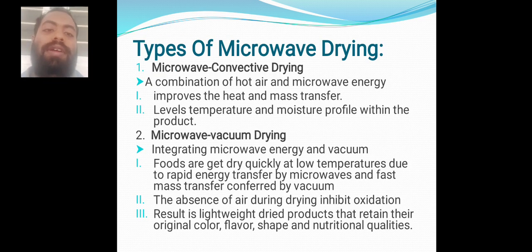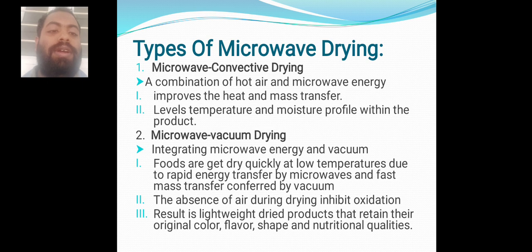Types of microwave drying. There are two types: microwave convective drying and microwave vacuum drying. A combination of hot air and microwave energy is microwave convective drying. It is used to improve the heat and moisture transfer. It levels the temperature and moisture profile within the product. Then, microwave vacuum drying integrates microwave energy and vacuum.